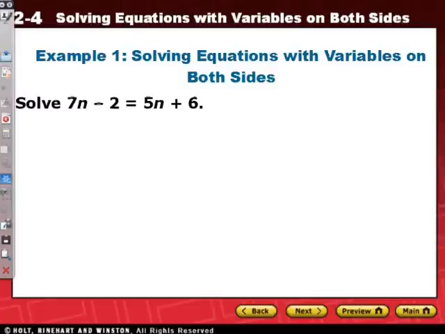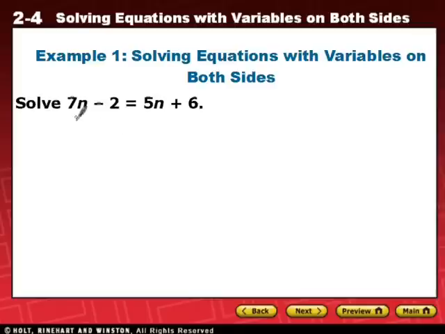So we want to get all the variables onto one side, and I like to keep the coefficient positive. So since there's more n's on the left than the right, I'm going to take 5 n's away from the left side, and I'm going to take 5 n's away from the right side. I remember I have to do the same thing on both sides, and I want the n's to disappear from the right side. So I want to make them equal 0 over there, so I just do the opposite.